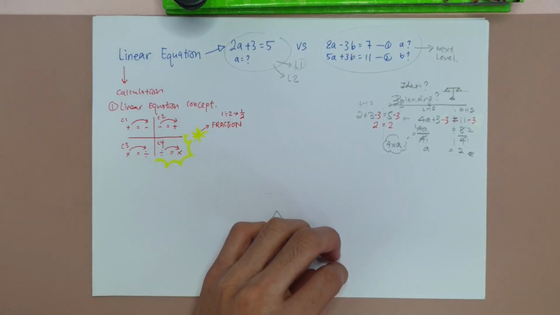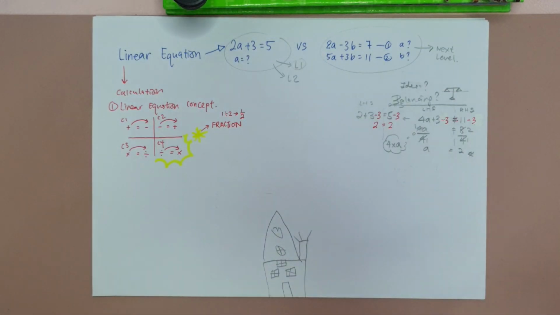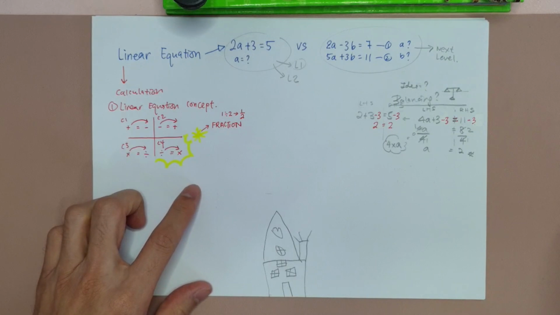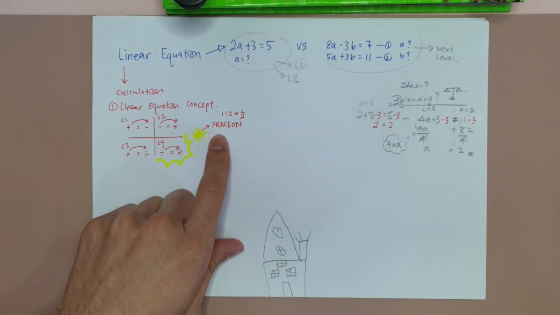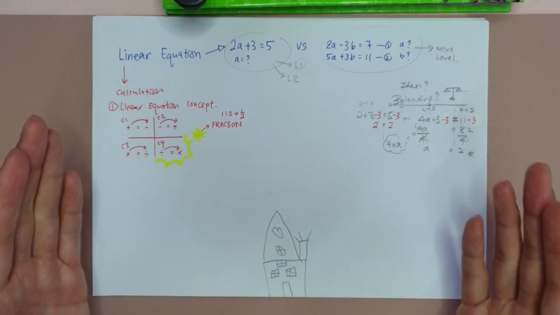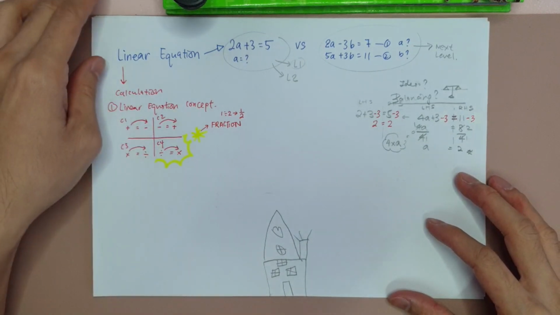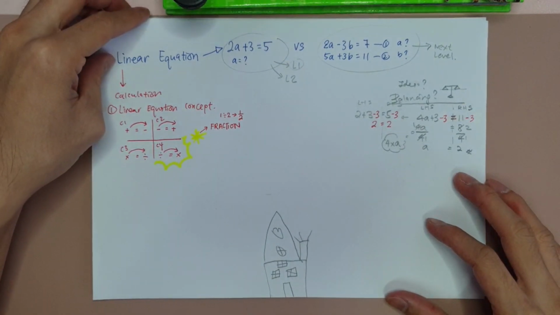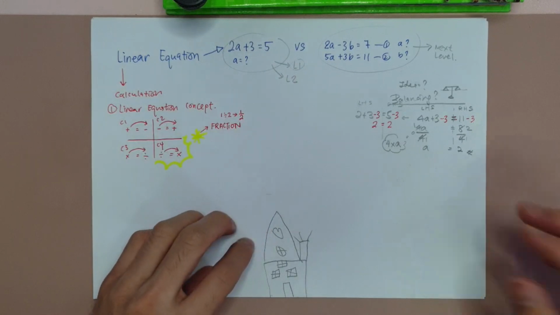But like what I mentioned, I'm not going to do that. What I'm going to do is the linear equation concept. So we're going to talk about all these fraction things now. Of course, I will start off with something very simple, and then I will show you what level 2 is. So we will do all these level 1 things first.